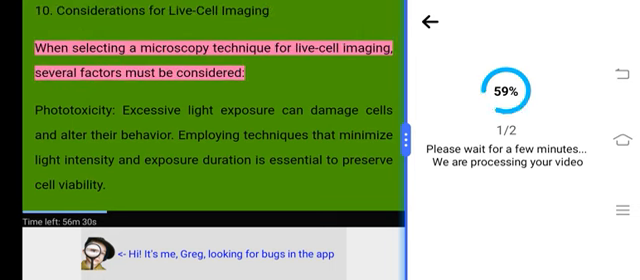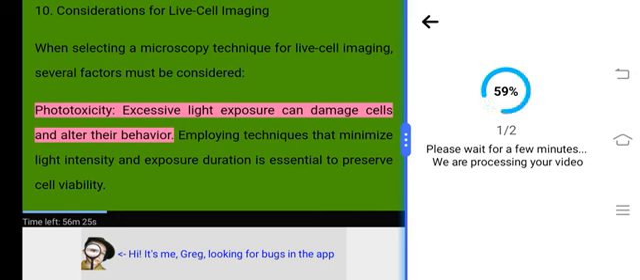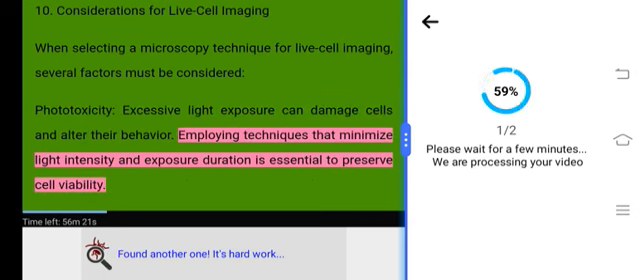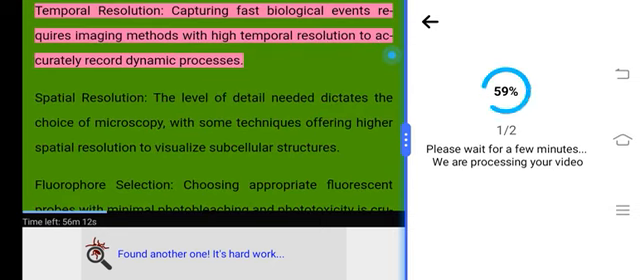Considerations for live cell imaging. When selecting a microscopy technique for live cell imaging, several factors must be considered. Phototoxicity. Excessive light exposure can damage cells and alter their behavior. Employing techniques that minimize light intensity and exposure duration is essential to preserve cell viability.